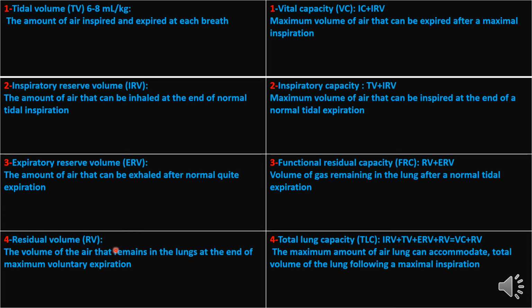The third is functional residual capacity, FRC, which is residual volume plus expiratory reserve volume. So this is the residual volume and expiratory reserve volume. If you calculate both of them, that is called the functional residual capacity, FRC, the volume of gas remaining in the lungs after a normal tidal expiration. Usually this is the reserve capacity.